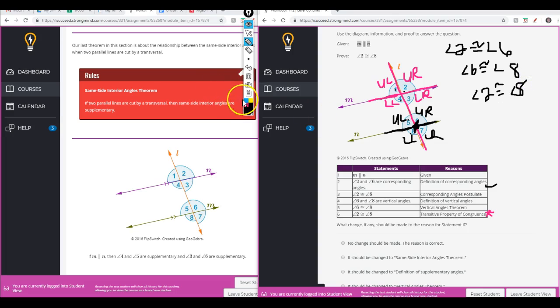So transitive property, again, we are given 3 things. Angle 2 is congruent to angle 6. Angle 6 is again congruent to angle 8. So transitive property says, if the first thing is the same as the second and the second is the same thing as the last, then the first and the last thing have to be the same. So transitive property just cuts straight to the last thing and cuts out this middleman. So that is the transitive property of congruence, and no change should be made. The reason is correct.